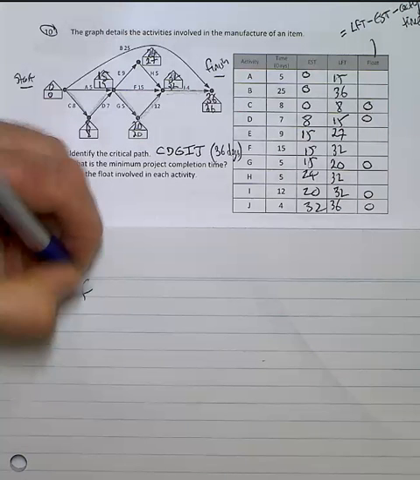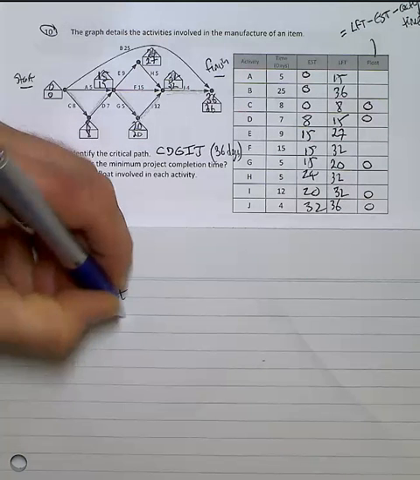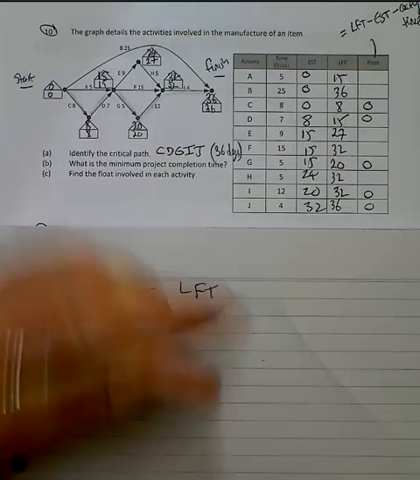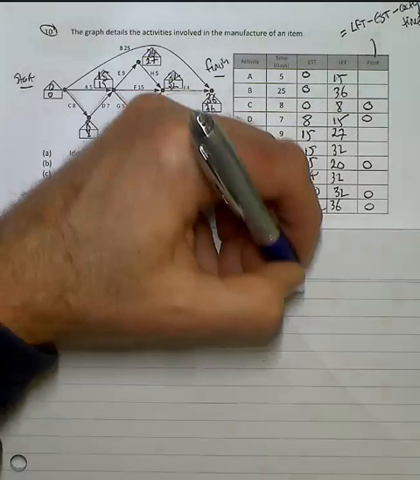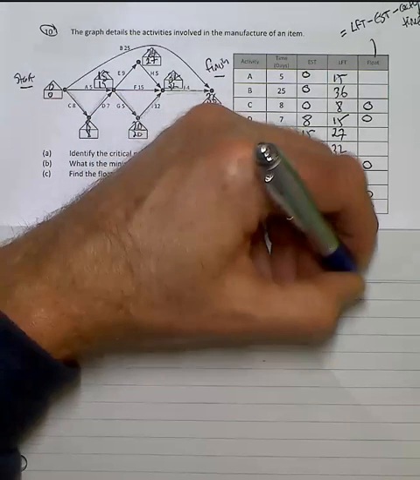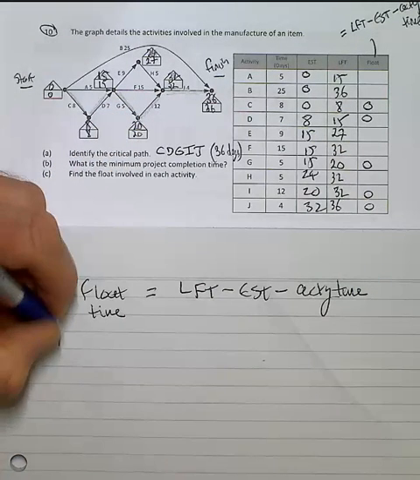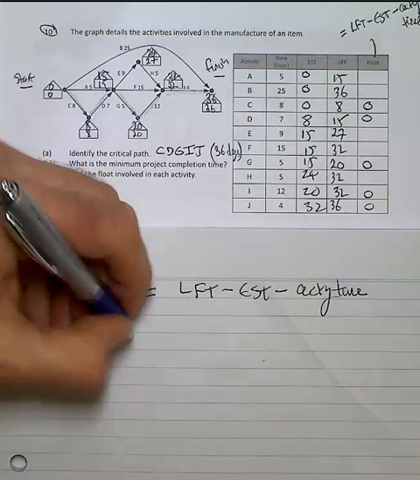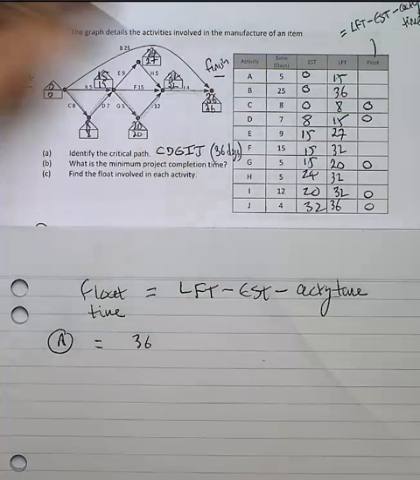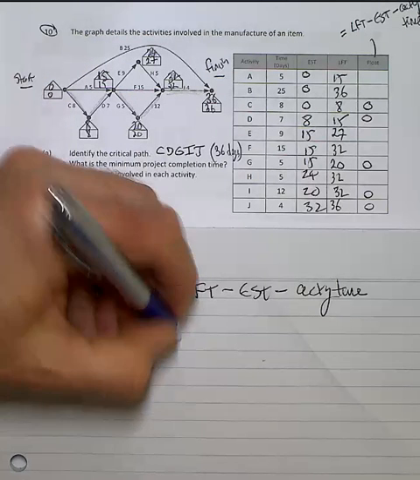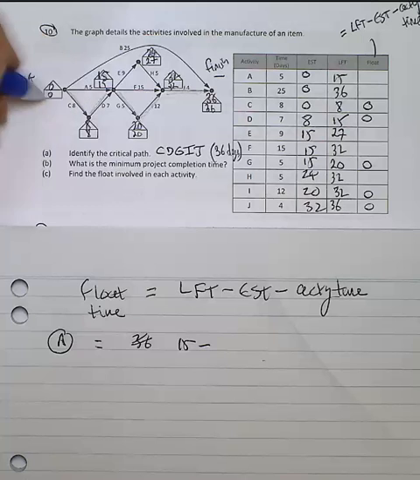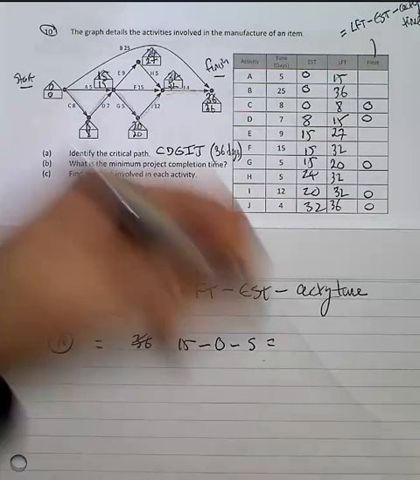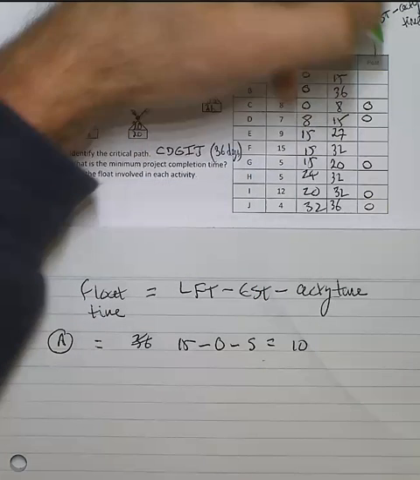Now, the float time is equal to the latest finishing time. So I've got to scan ahead to the next item, take away the earliest start time, take away the activity time. There's not many I've got to do, but A fits into that category. So A, the latest finishing time is 36. Sorry, 15. Its earliest start time is 0. It takes 5 days. So I've got a float time of 10.